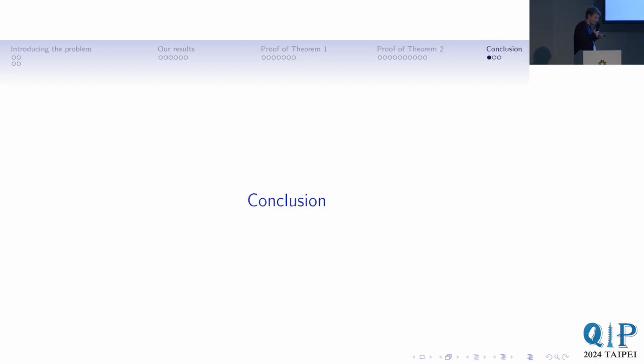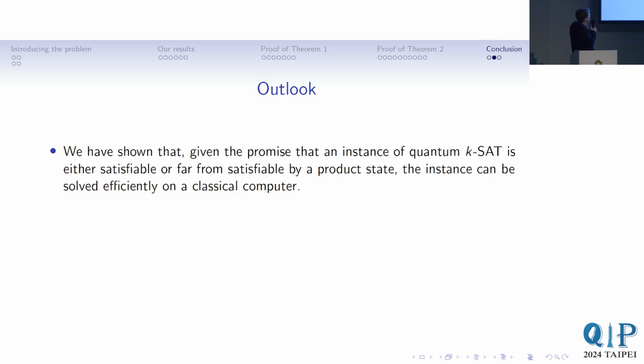And that's basically the way we prove it. So just to conclude, we've shown that given the promise that an instance of quantum K-SAT is either satisfiable or far from satisfiable by a product state, the instance can be solved efficiently on a classical computer.